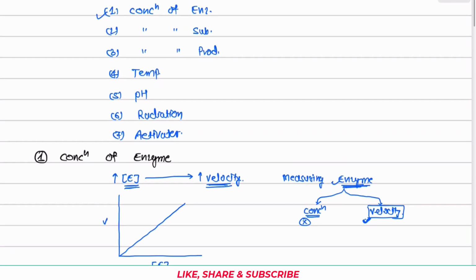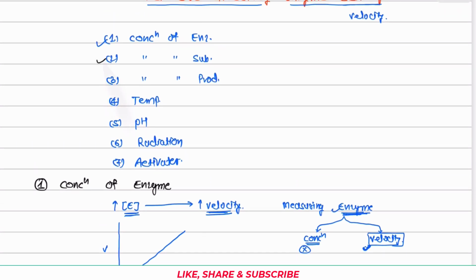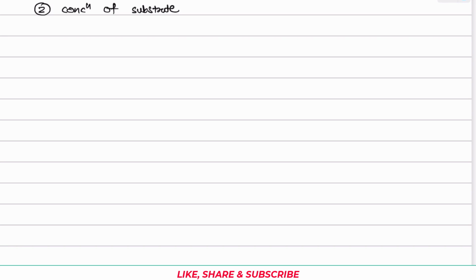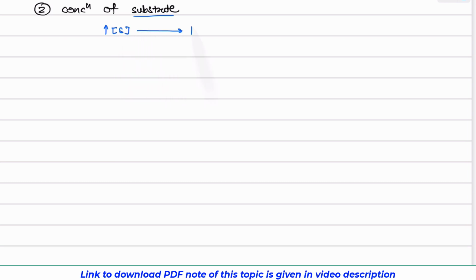Now let us move to the second factor. The second factor is the concentration of the substrate which can affect enzyme activity. So second one is the concentration of substrate. Just like concentration of enzyme, here as we go on increasing the substrate concentration, it leads to an increase in the velocity. But unlike enzyme concentration, this relationship is not a direct proportion. Not a direct proportion. See why?